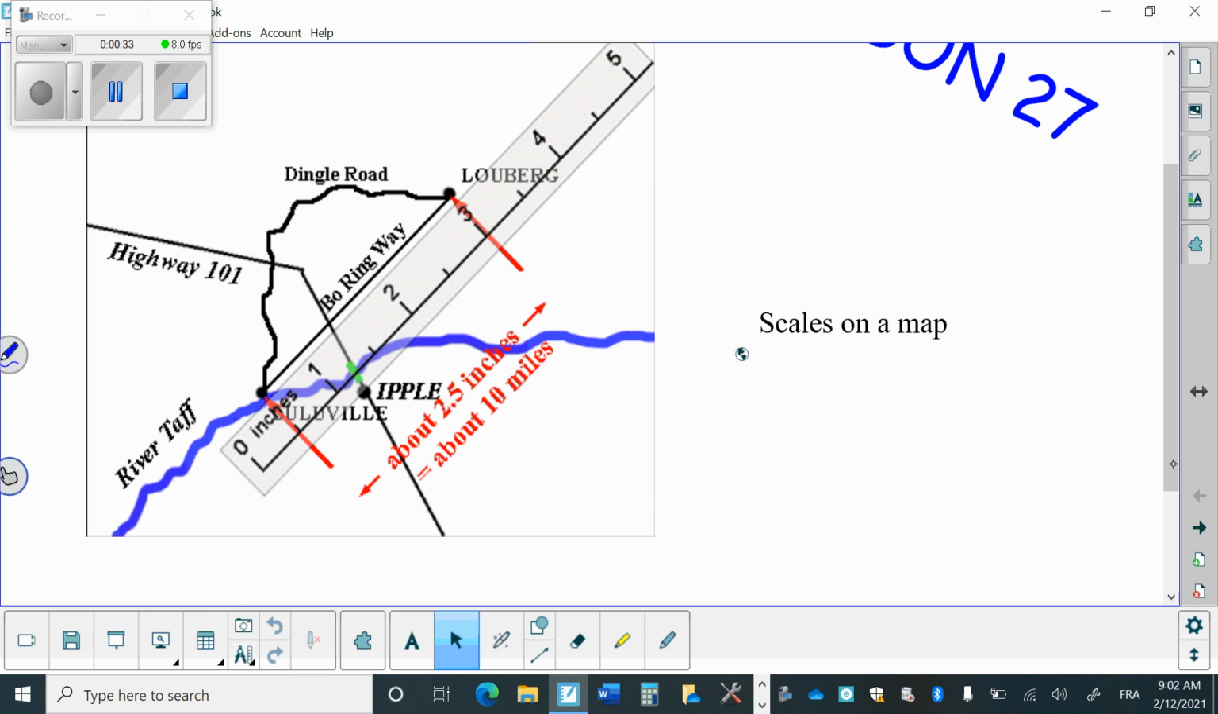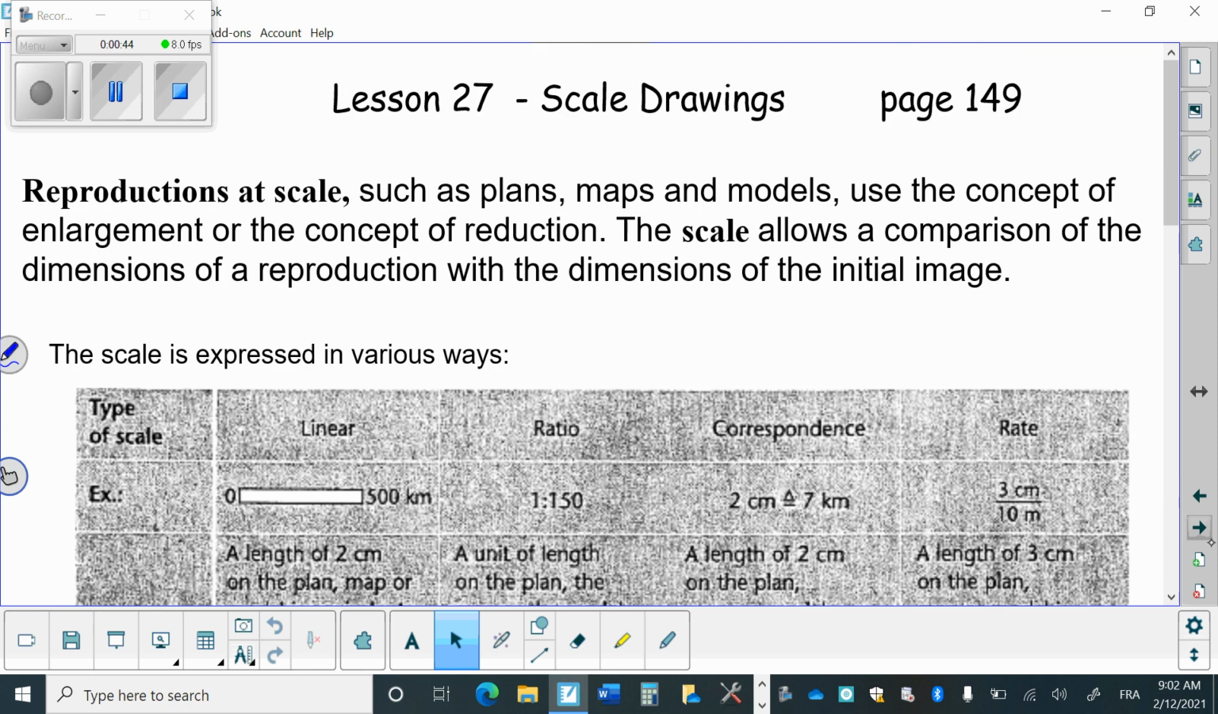Also the opposite, right? Something that you cannot see with the naked eye, but it would be magnified super, super, super big so we could actually see it, right? So let's take a look at these notes. Now, some of these you might have seen in geography class also. So reproductions are scales such as plans, maps, models.